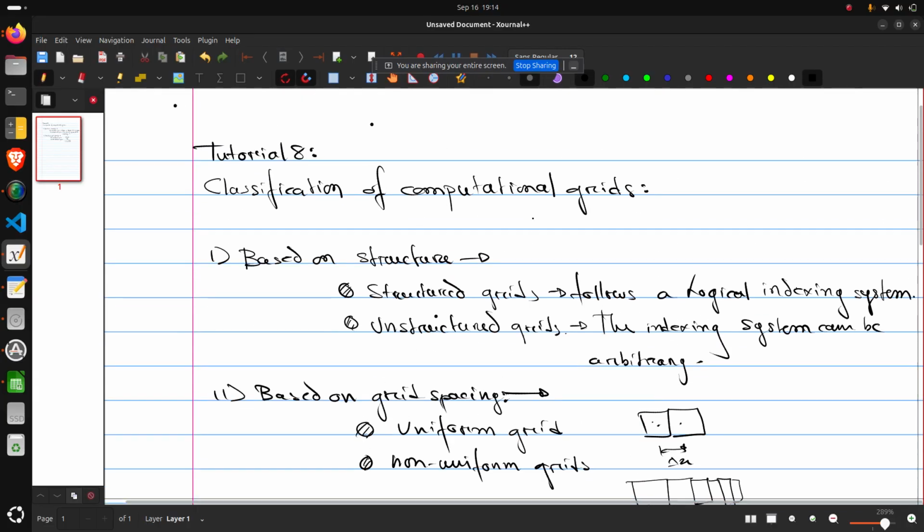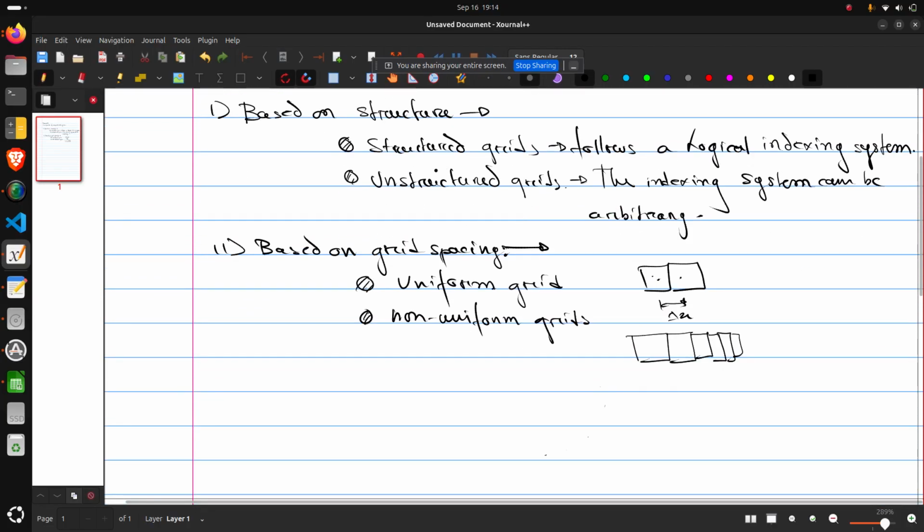Okay, so based on structure and based on grid spacing, we have classified the grids into four classifications.